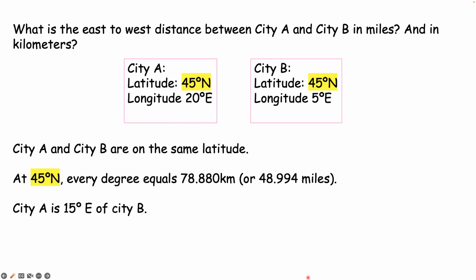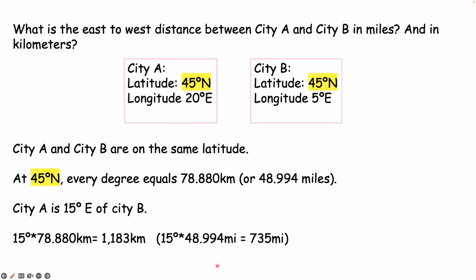Now, all you have to do is multiply 15 by 78.880 kilometers to get your answer in kilometers, or if you want your answer in miles, you use the number in miles. So the final solution would be 1,183 kilometers is the distance between city A and city B.